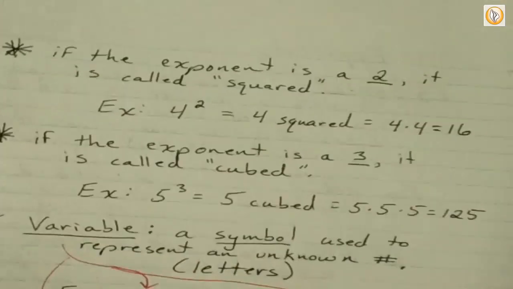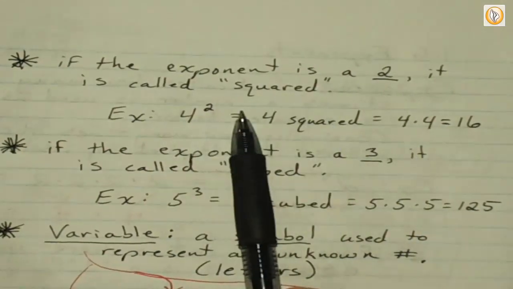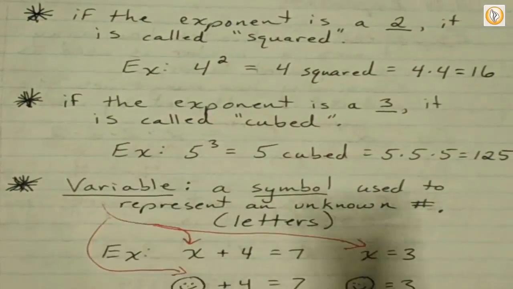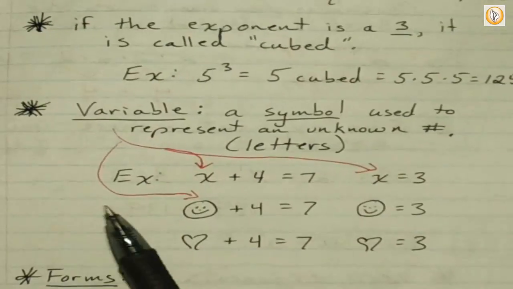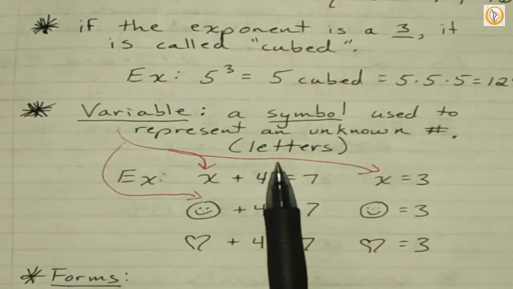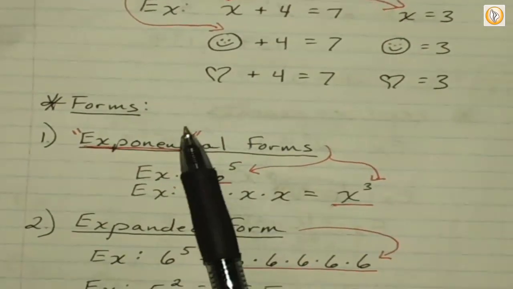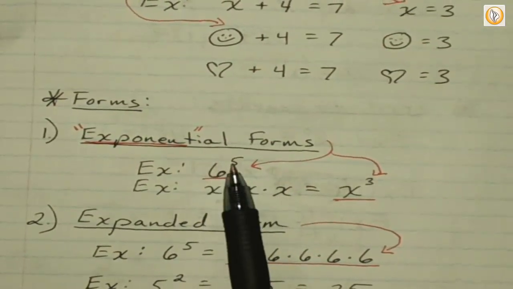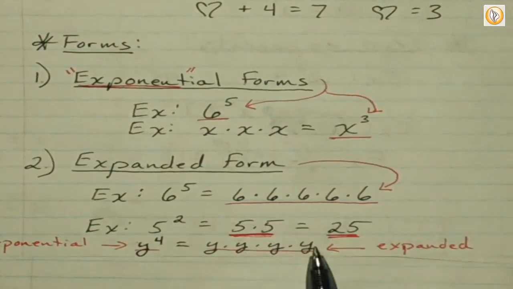And we did this little fun thing. If the exponent is 2, we call it squared, like 4 squared. If the exponent is 3, it's 5 cubed. Or you can just say to the power of 3 or power of 2, or to the 3rd power. Variable, that's basically your letters. Exponential form, that's when it has an exponent. Expanded form, that's when you write it out.